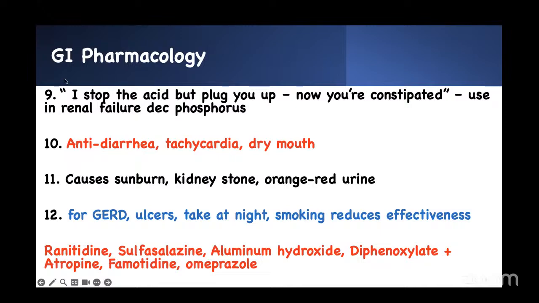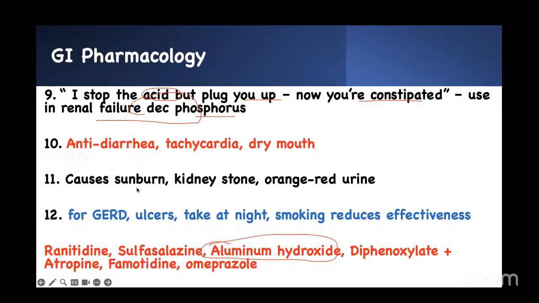If I stop the acid, that means it's an antacid. But I'm going to plug you up because I get constipated, right? And I can use it for renal failure to decrease phosphorus. This is what aluminum hydroxide is used for.